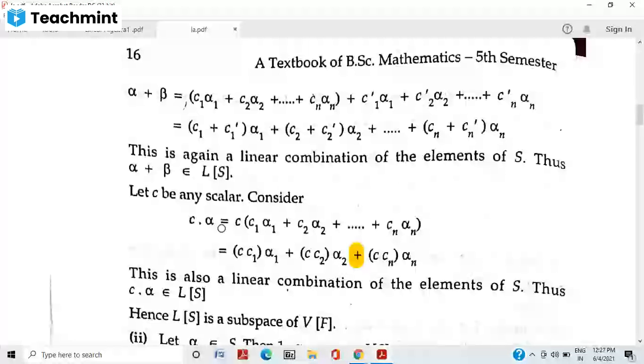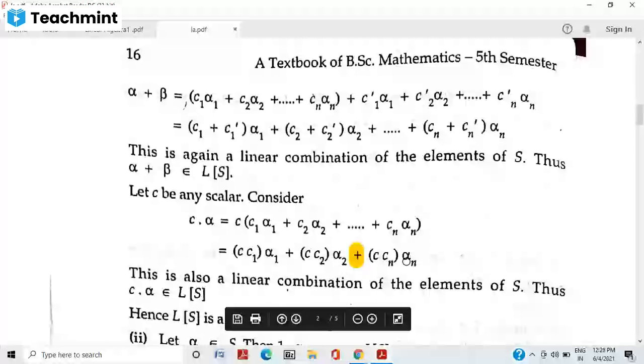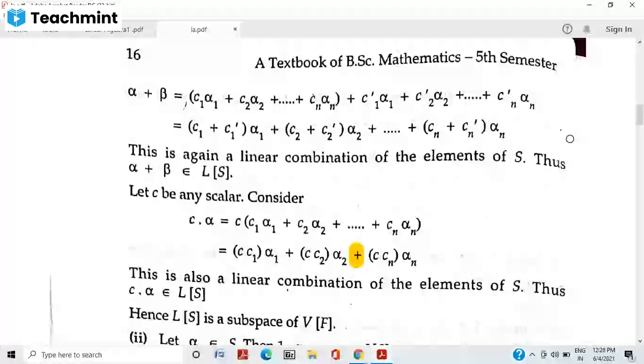Next, we have to show scalar multiplication, C alpha, C into this element. Then what do we get? C1 alpha 1 plus C2 alpha 2 plus etc., Cn alpha n. Again, it is a linear combination of alpha 1, alpha 2, etc., alpha n. Then we got that it satisfies both vector addition and scalar multiplication.